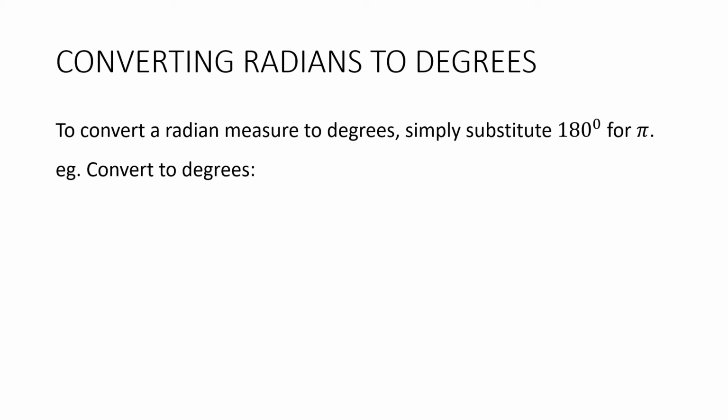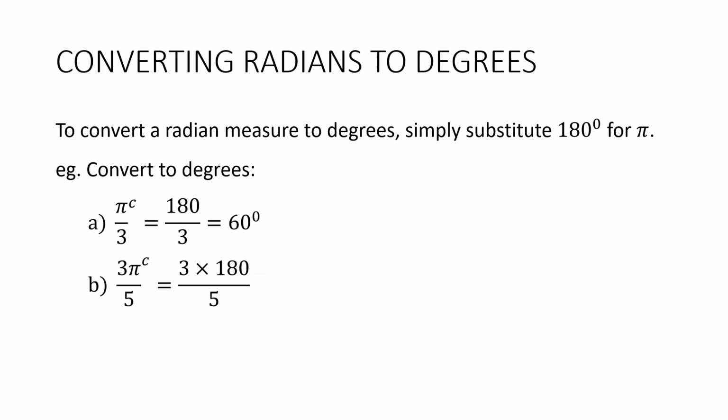So if we want to convert a radian measure to degrees, all we do is substitute 180 degrees for pi. Now if we've got pi on 3 radians, then I'm just going to put 180 degrees in here. And 180 divided by 3 is 60 degrees. So pi on 3 is equal to 60 degrees. How about this one? Substitute 180 for pi. 3 times 180 divided by 5 is 108 degrees.